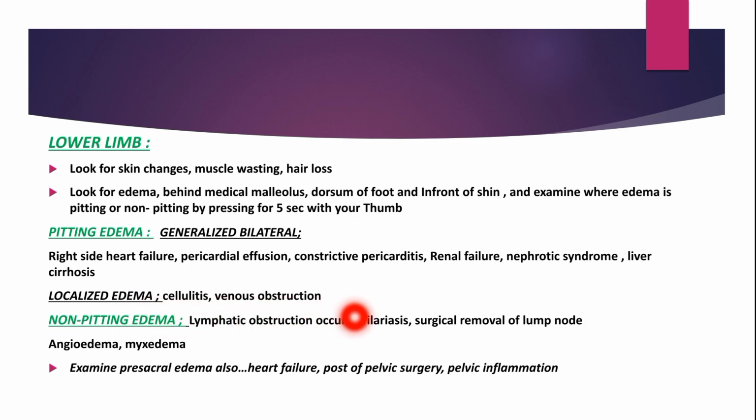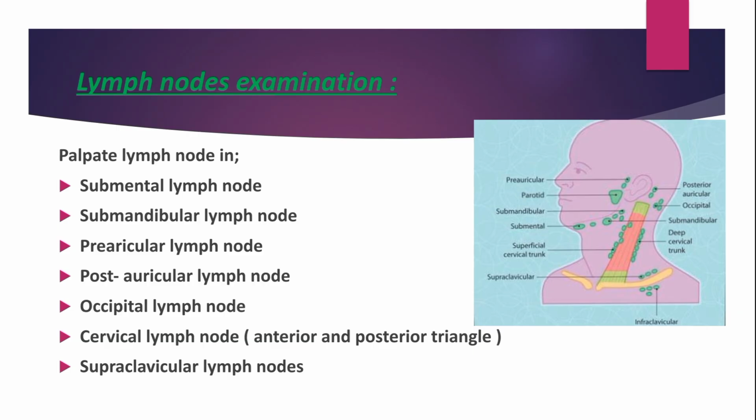And similarly, also examine the presacral edema, which is seen in heart failure, post-pelvic surgery, and pelvic inflammatory diseases. At last, palpate the lymph nodes, and lymph nodes include submental lymph node, submandibular lymph node, preauricular lymph node, postauricular lymph node, occipital lymph node, cervical lymph node that include both the anterior and posterior cervical group of lymph nodes, and the supraclavicular lymph nodes.